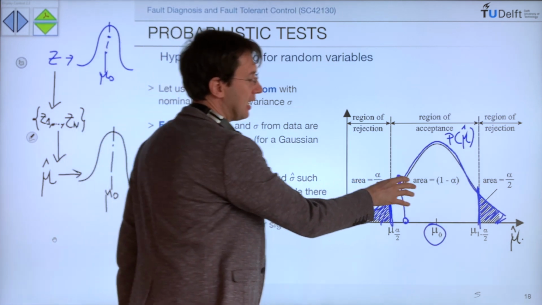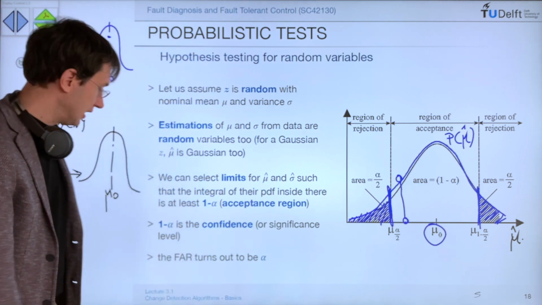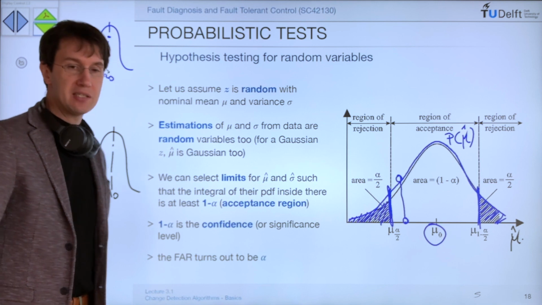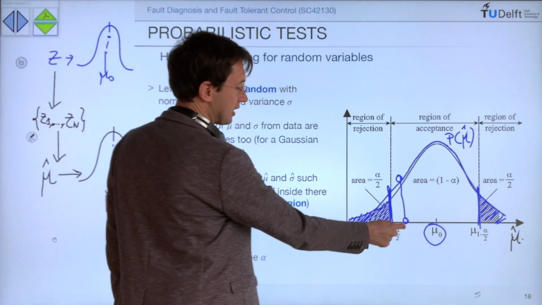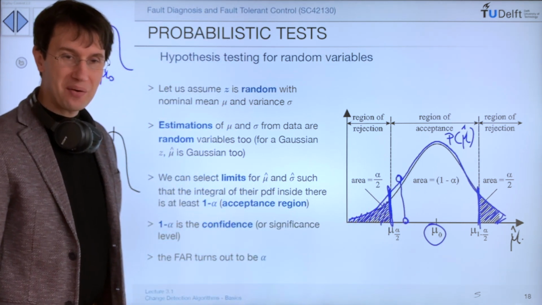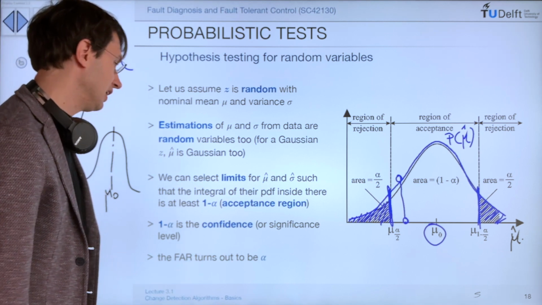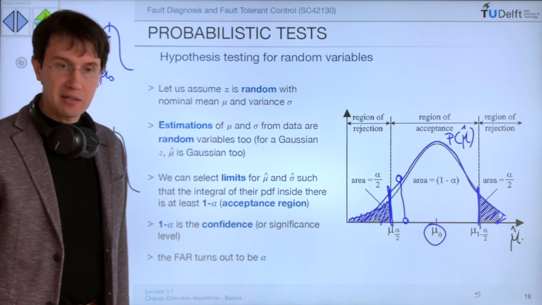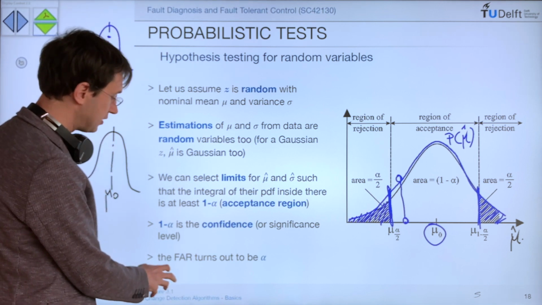As the area here is equal to 1 minus alpha, 1 minus alpha is actually what we call the confidence or significance level. So again, if we get a sample here with 1 minus alpha confidence, we accept the hypothesis. So no change happened. The interesting thing is that if we run this test many and many times and we compute the false alarm rate of the test, this is equal, as you can imagine, to alpha.